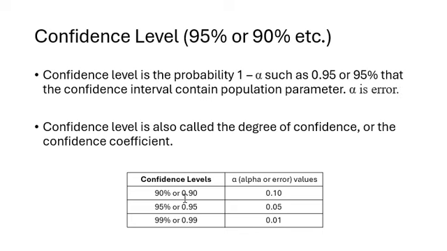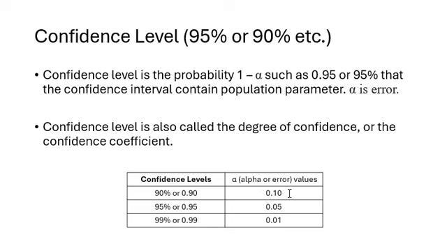So we have different confidence levels: 90, 95, and 99. In decimal, 90% is 0.90, 95% is 0.95, and 99% is 0.99. These are our corresponding errors: 0.10, 0.05, 0.01. Alpha is just a type 1 error.